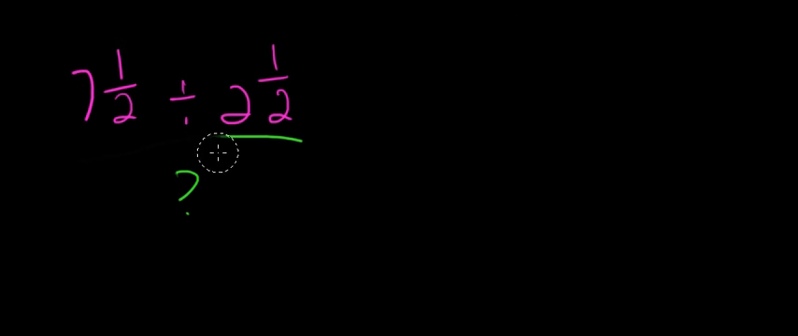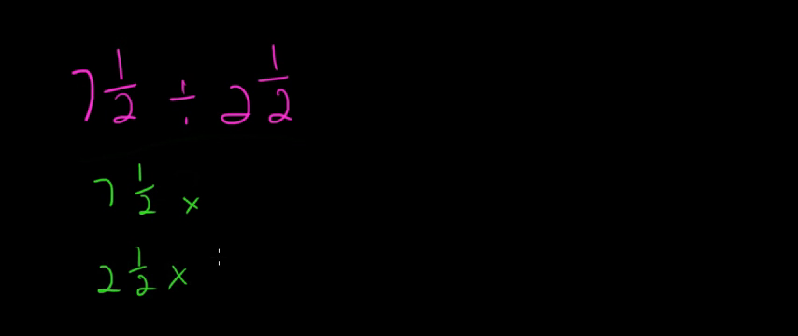let me erase all this here, is let's multiply it by something. So I'm going to take 7 1/2 and multiply it by something. I'm going to take 2 1/2 and multiply it by something. And whatever that something is, guys, it has to be the same number. So let me just start by doubling 7 1/2 and 2 1/2, right?